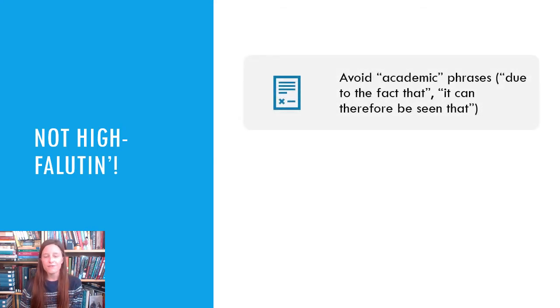First, stay away from academic phrases like due to the fact that, or it can therefore be seen that. These phrases are just a waste of word count. Why not just say because? Also, like we said earlier, it's important to use the simplest word that can communicate your meaning. Avoid searching for synonyms to make your word sound more academic, and don't use a bunch of long words when one short word would do.